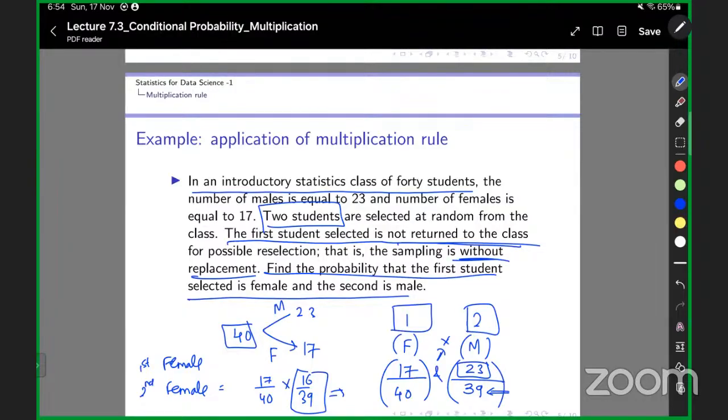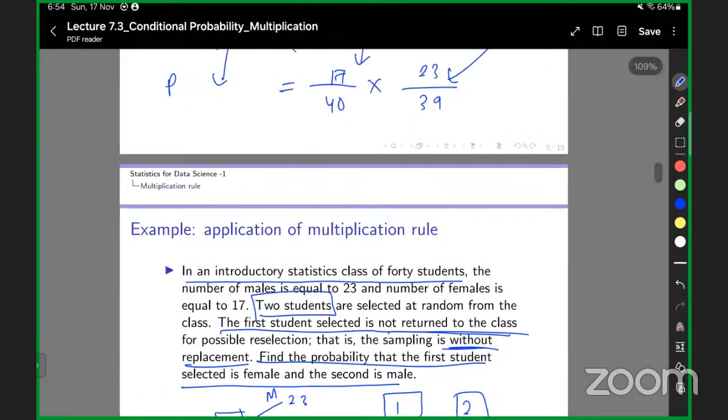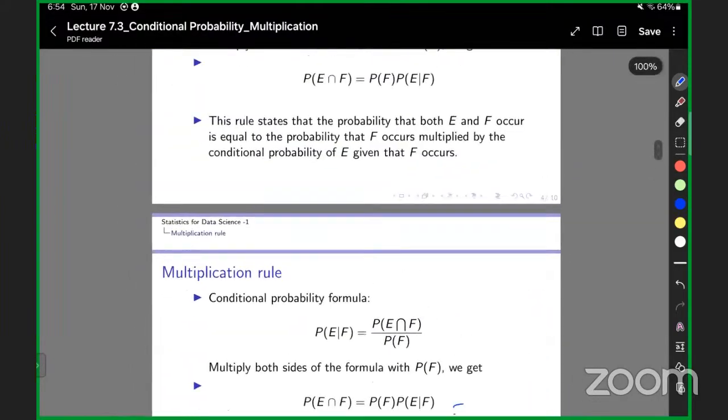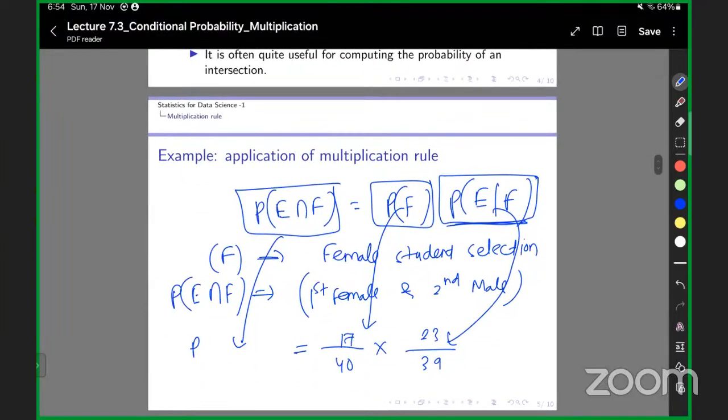So many scenarios could have happened. Two students, you can select both male, both female, male then female, female then male, all four orders of first and second. But they are giving us one of them, that first was selected female and second was male. So how will you do it? First, you see how to select a female. Then, since female was chosen, how to select a male out of the whole class.